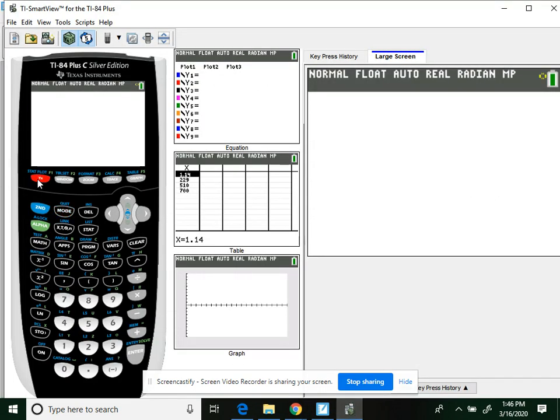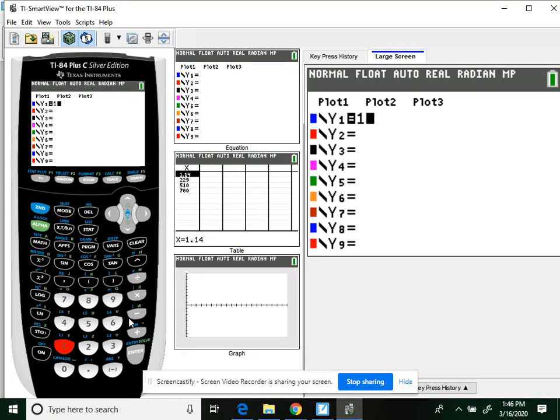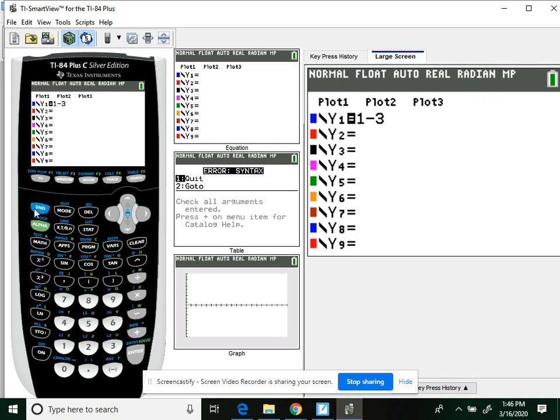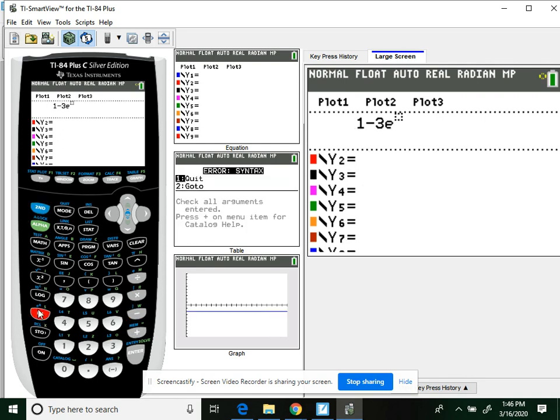So go to y equals. Type in 1 minus 3 e to the negative 0.2 square root of x.